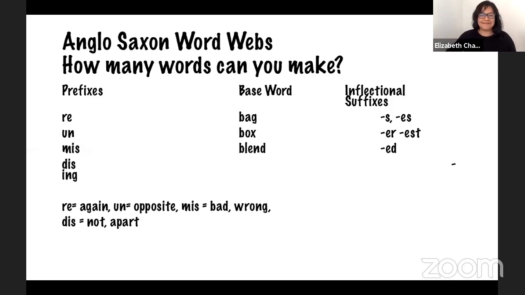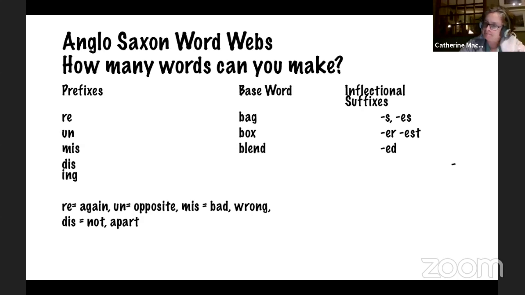Okay, Catherine, what did you do? Give me a word. Boxing. And when you put ing on, do you know what that did to the word box? Or shall I tell you? You can tell me. Okie dokie. It means that it's happening and it's continuing, an action that's continuing. He is boxing my ears.